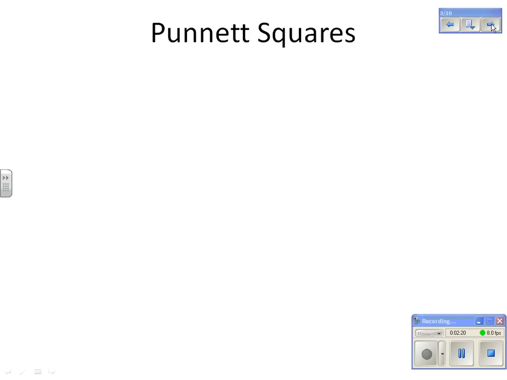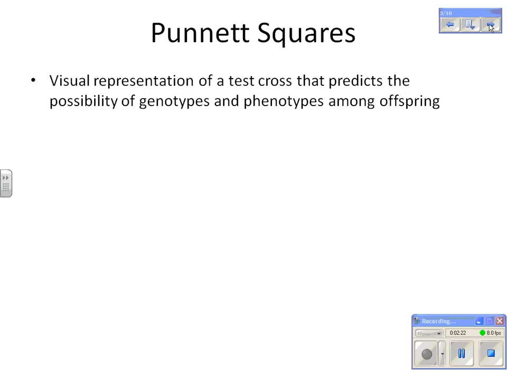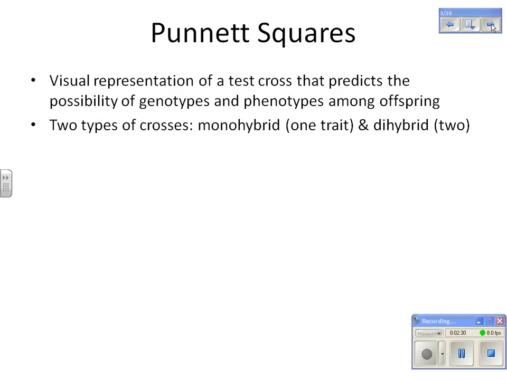Also, we have to really quickly review what a Punnett square is, and that's going to be a visual representation of a test cross. So basically, we're going to be predicting what our offspring's genotypes and phenotypes will be. There are 2 primary types of crosses. The first one is called a monohybrid cross. Mono means 1, so we're crossing 1 trait. And then we have a dihybrid cross, which crosses 2 traits.